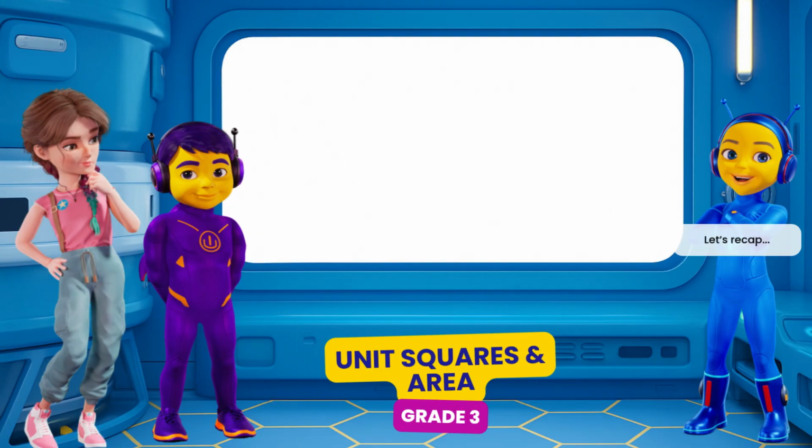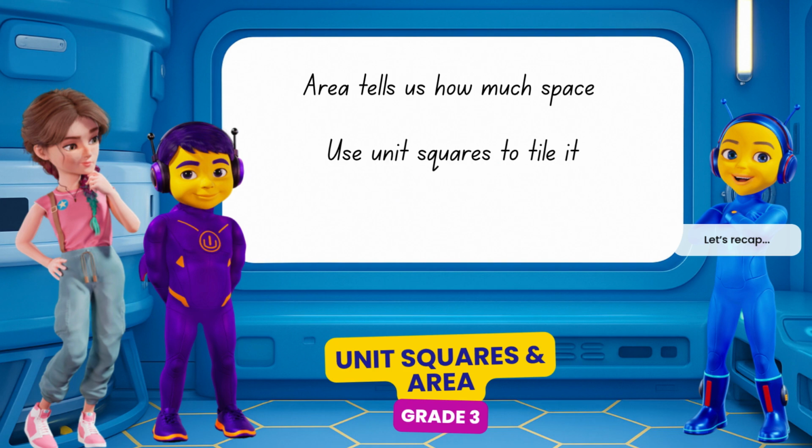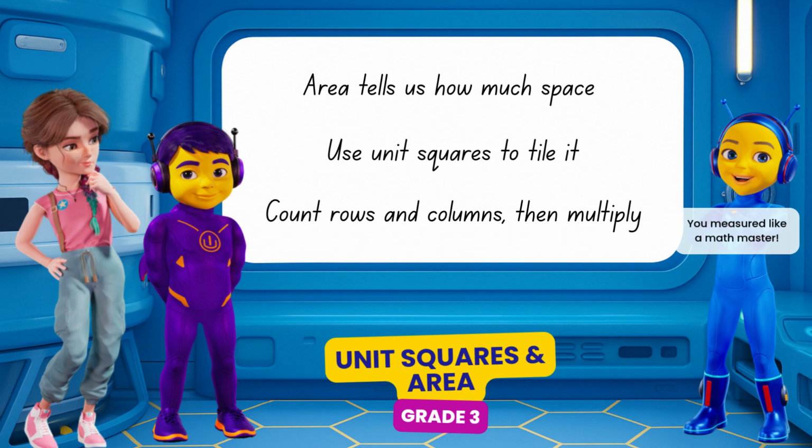Let's recap. Area tells us how much space. Use unit squares to tile it. Count rows and columns, then multiply. You measured like a math master. Next up, finding area without seeing the tiles.